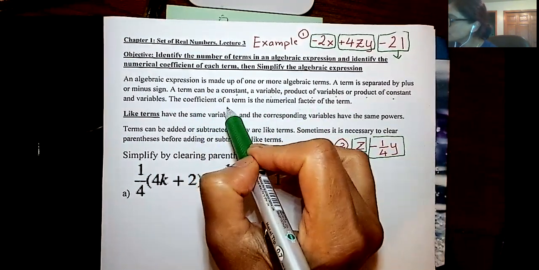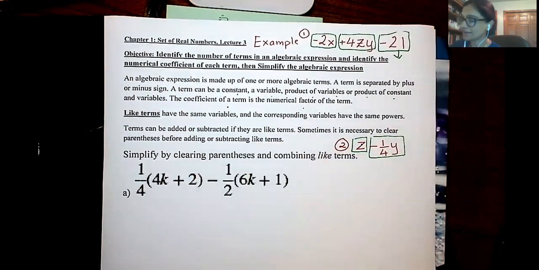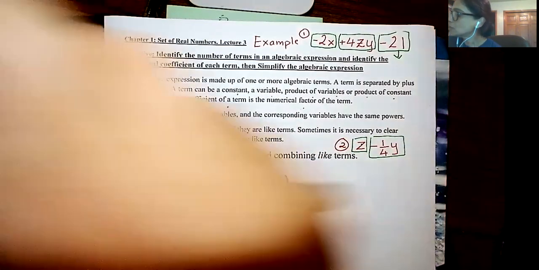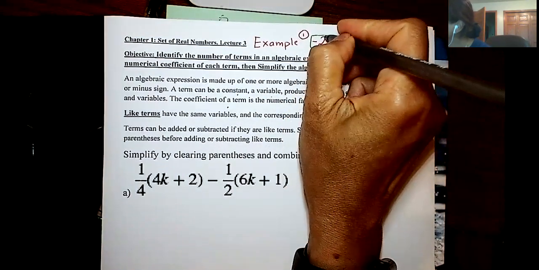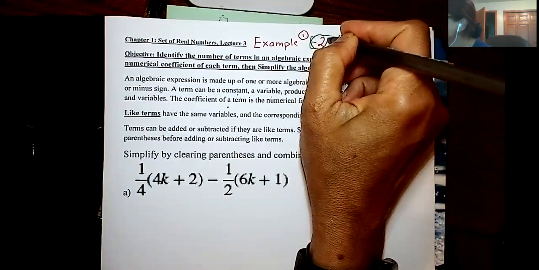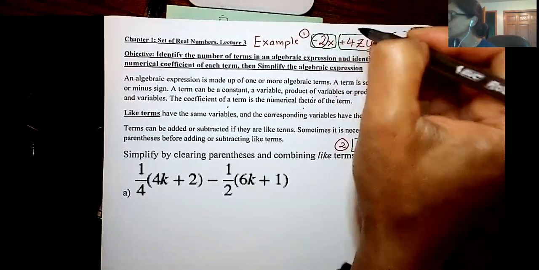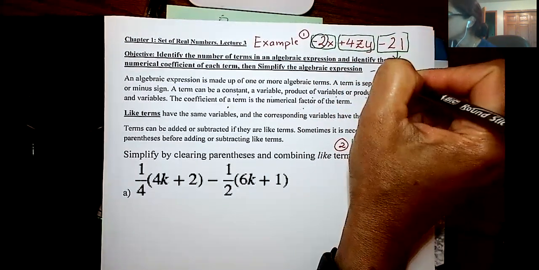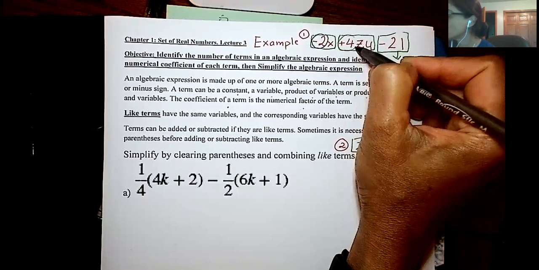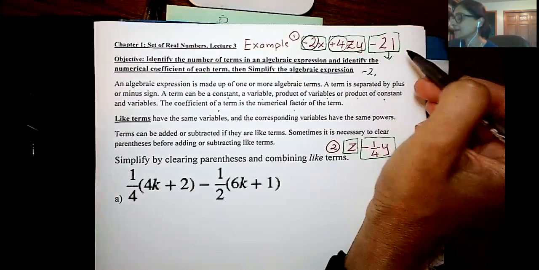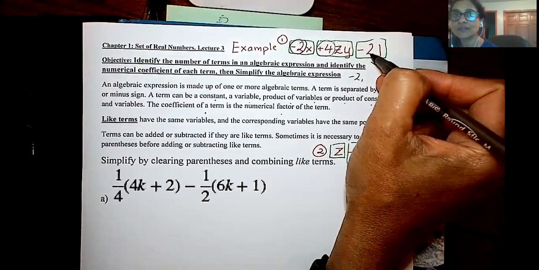Now, the coefficient of the term is the numerical factor of the term. So if you're looking at example 1, this -2 is the numerical coefficient. So -2 is the coefficient of the first term. +4 is the coefficient of the second term. And what's the coefficient of the third term?